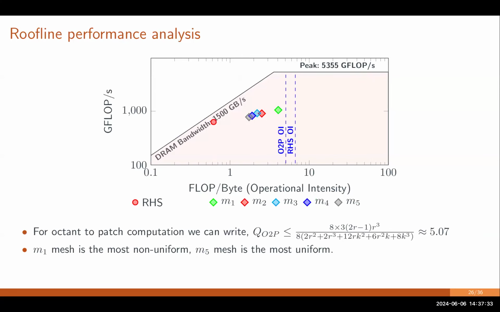So this is basically the roofline analysis of the other computations. Basically, the octant patch representation, we get around 1,000 gigaflops, 1 teraflop, and for the right-hand side also we get close to 1,000 gigaflops. So roughly we get about 1/5 of the GPU peak performance.